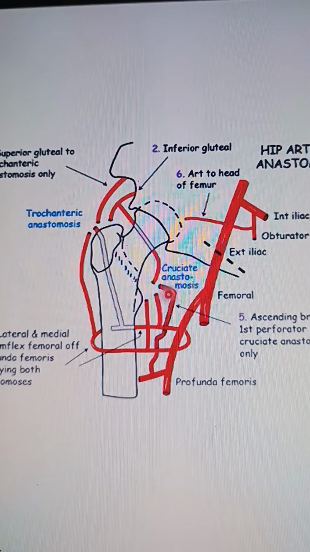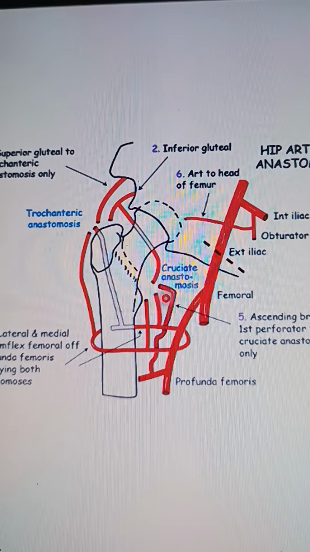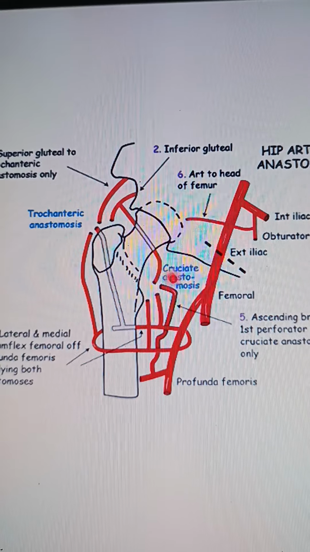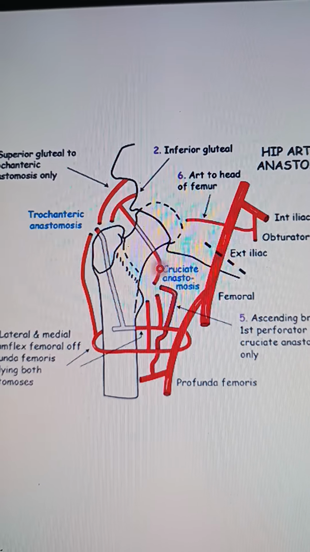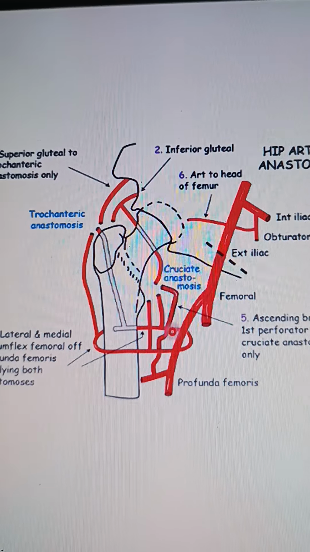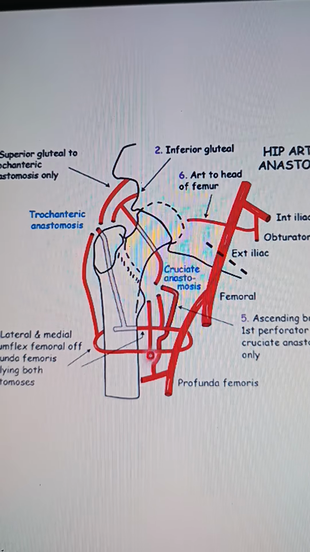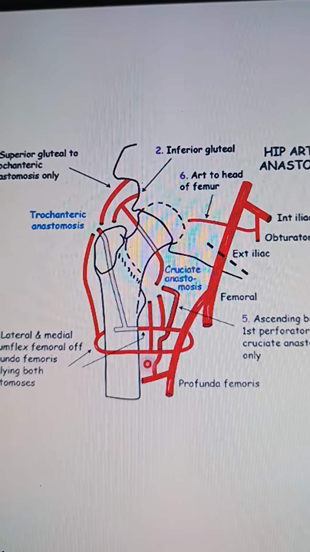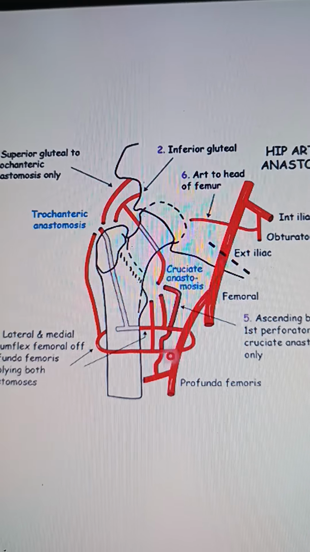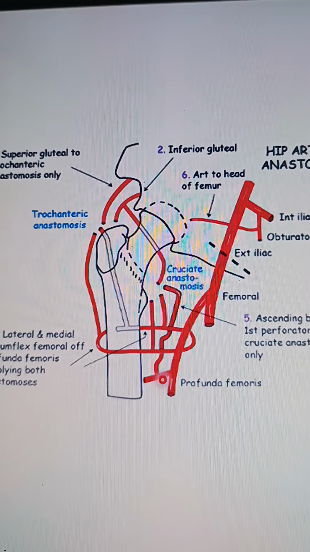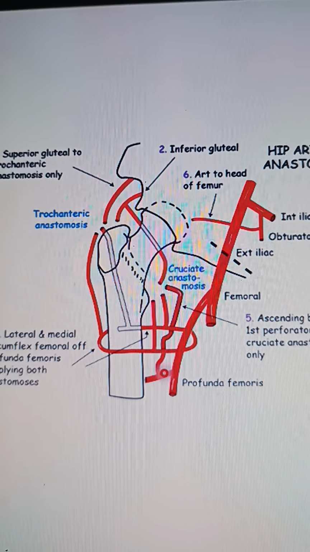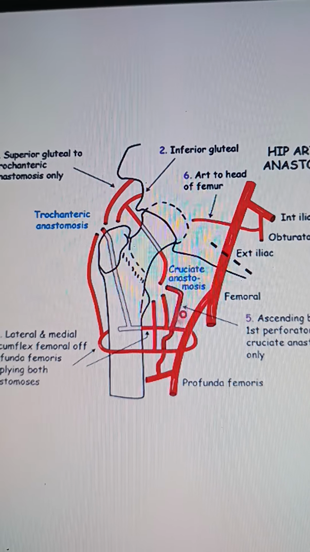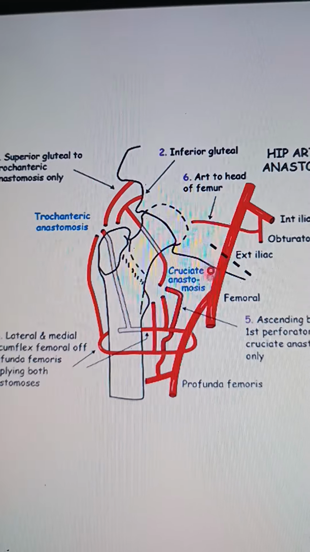That means in net there are four arteries to complete the cruciate anastomosis, namely the inferior gluteal artery, branch of internal iliac from above, and three branches, two from the circumflex arteries of the profunda femoris from below, and one branch from the perforating branch of the profunda femoris artery also from below. So this completes the cruciate anastomosis.